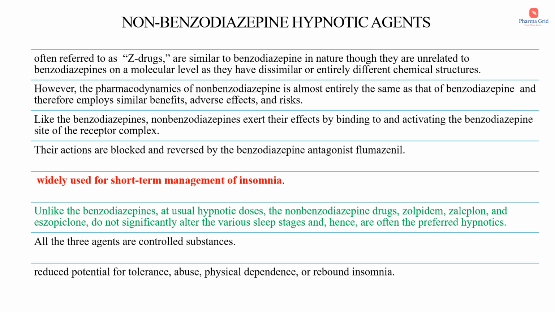All the three agents are controlled substances. Reduced potential for tolerance, abuse, physical dependence, or rebound insomnia. Okay, so these are some advantages of non-benzodiazepine hypnotic agents over benzodiazepines. They are widely used for the short-term management of insomnia and they do not significantly alter the various sleep stages. Also, they are controlled substances and they have only reduced potential for tolerance, abuse, physical dependence, or rebound insomnia.